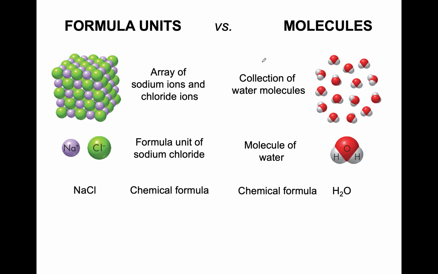Whereas over here, you see a collection of water molecules. Do you see over here, each individual water molecule is a discrete unit, whereas you don't have those discrete units within ionic compounds. Okay, so you get a collection of water molecules, and then you have a single molecule as opposed to a formula unit, and the chemical formula looks like this, H2O, because it's 2 hydrogens and 1 oxygen that forms the water that you and I drink every single day.